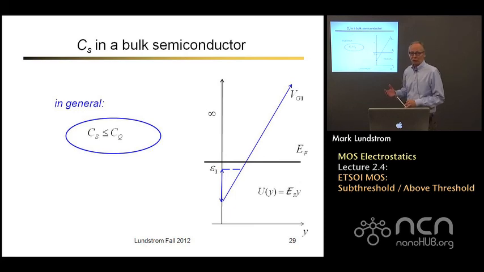In the bulk, we also need to compute the semiconductor capacitance. We have a potential well that's approximately triangular. We have an energy level that's a little bit above the bottom of the potential well that we compute self-consistently from the Schrödinger-Poisson equation. Now what we'll find when we do that numerical calculation is that the semiconductor capacitance is a little bit less, sometimes significantly less, than the quantum capacitance.